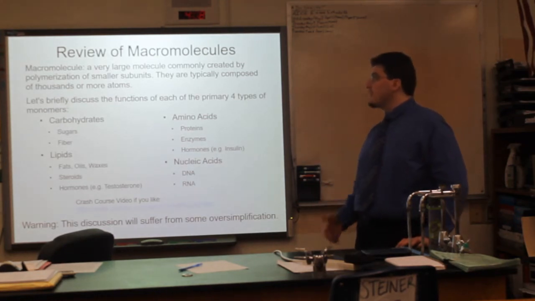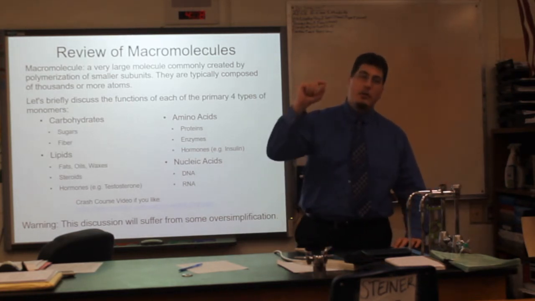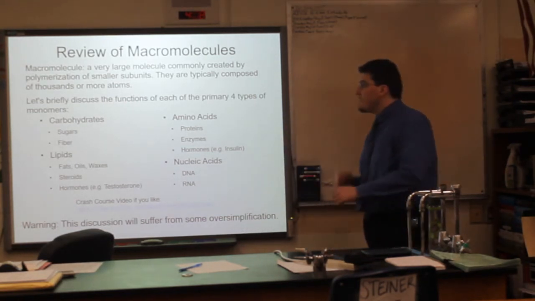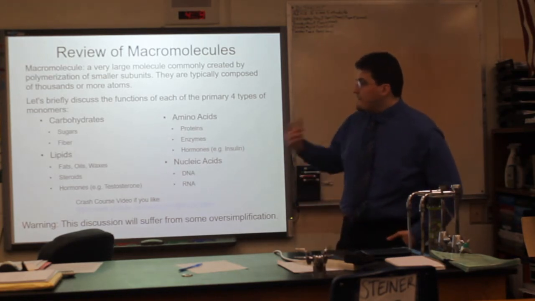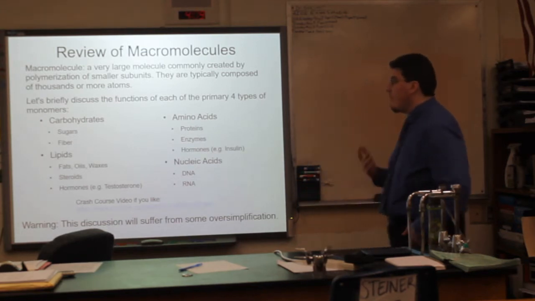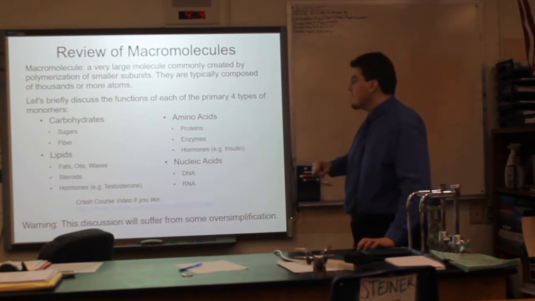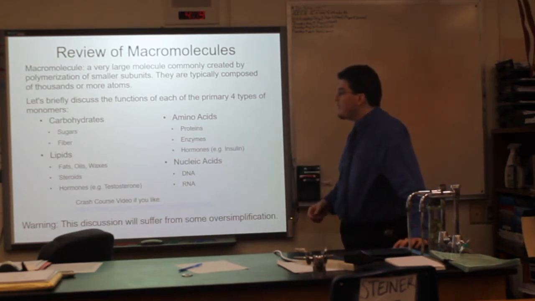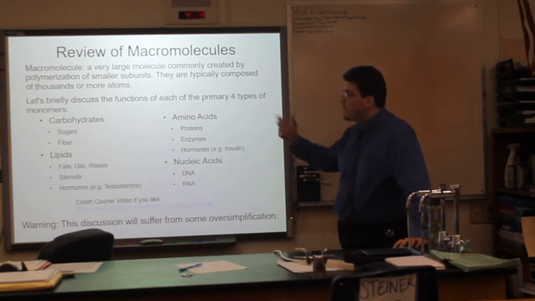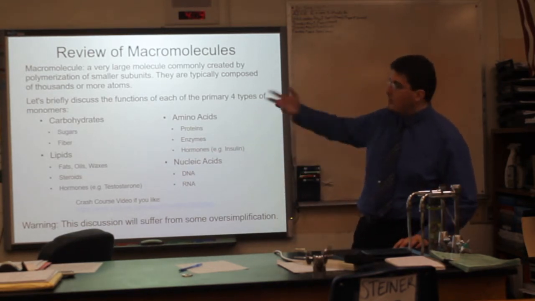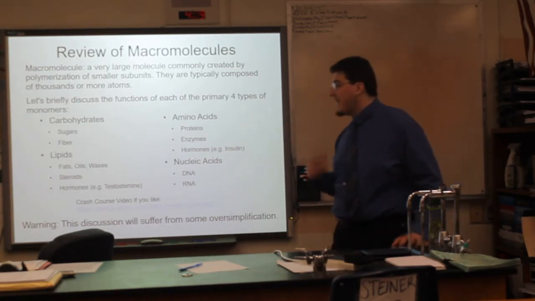Let's briefly discuss the function of each of the primary 4 types of monomers. Type 1, carbohydrates. Carbohydrates are things like sugar and fiber. Lipids are fats, oils, waxes, and steroids. Hormones like testosterone are also lipid-based hormones. Amino acids are what build proteins, enzymes, and hormones. Amino acids are the building block of these larger macromolecules. And then we have nucleic acids, which are the building blocks of DNA and RNA.